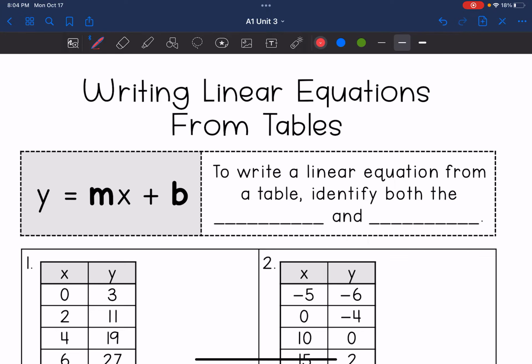Hey guys, yesterday you watched a video about writing linear equations from graphs. Today we're going to be doing the same thing, writing linear equations, but this time it's going to be from tables. But honestly, it is the exact same thing.